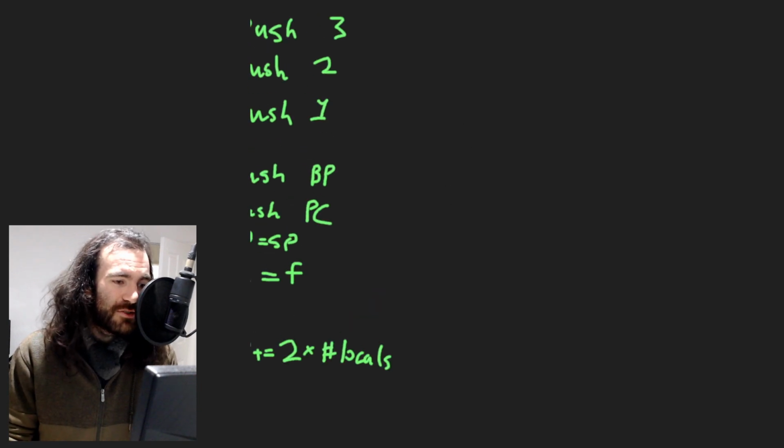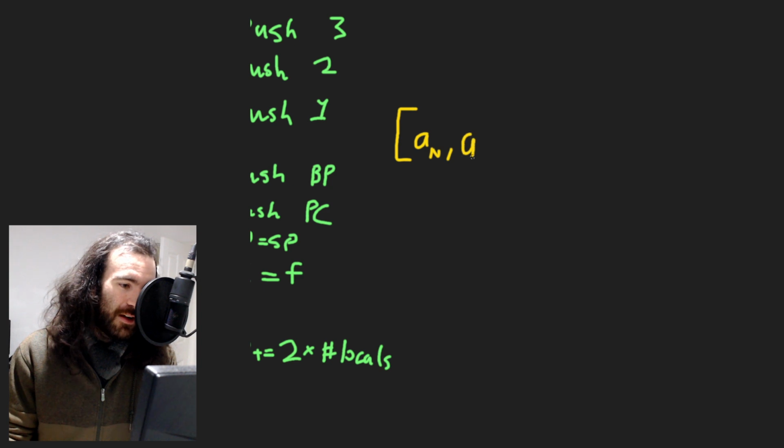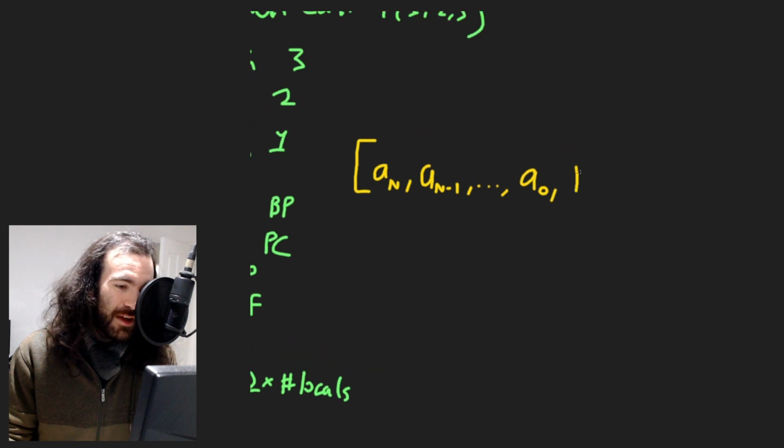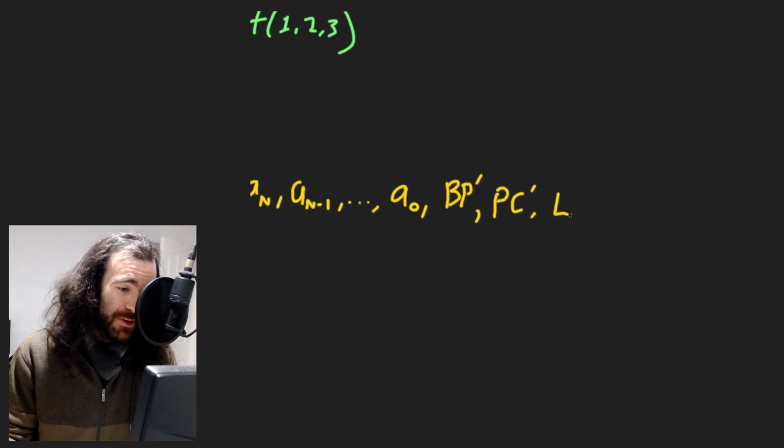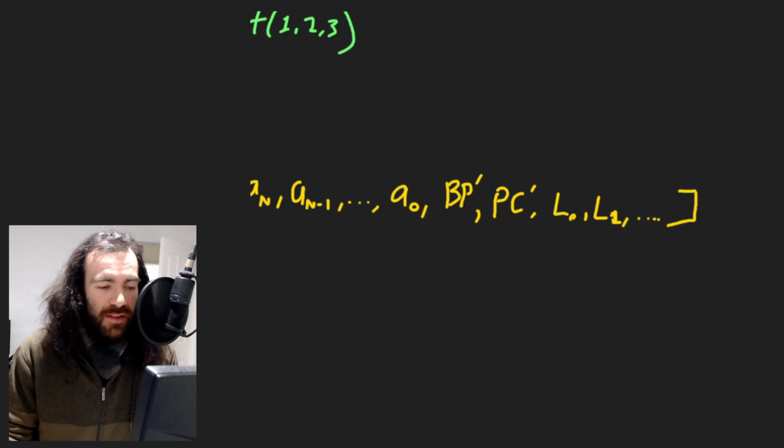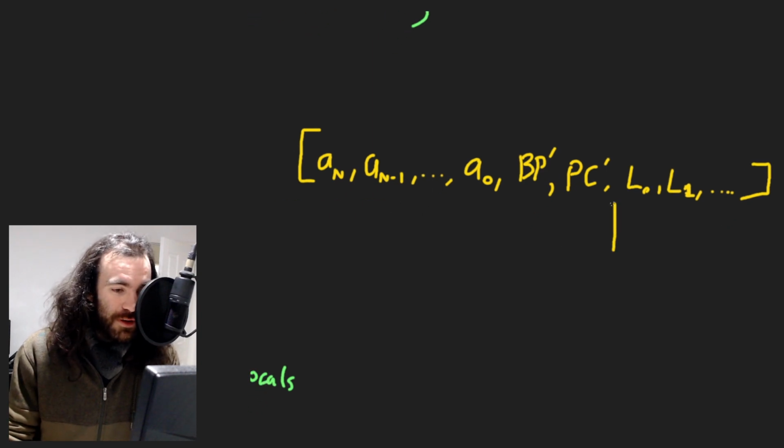So let's use a different color. Let's draw it out. We have this kind of block of memory that's going to look like this. It's going to be arg n minus 1 ... arg 0. Then we have the old base pointer, which I'm going to call base pointer prime. We have the old program counter, which I'm going to call program counter prime. Then we're going to have local 0, local 1, etc. Cool. Okay, and the base pointer points here.